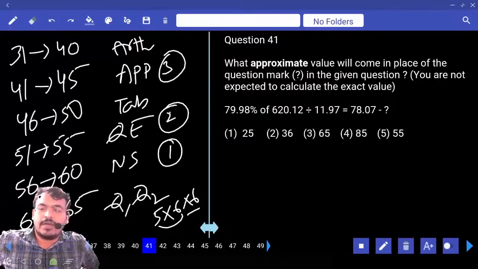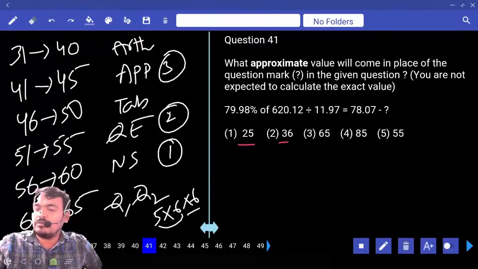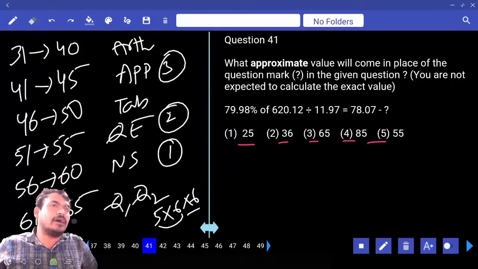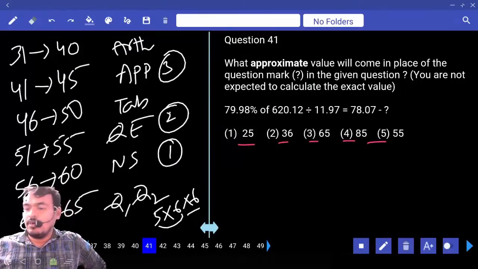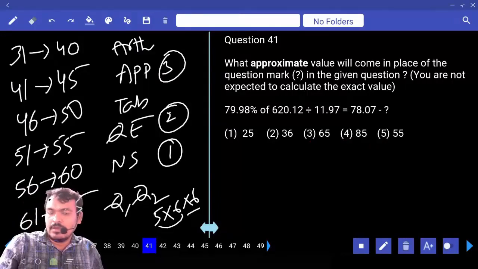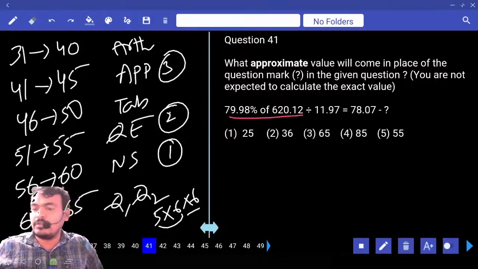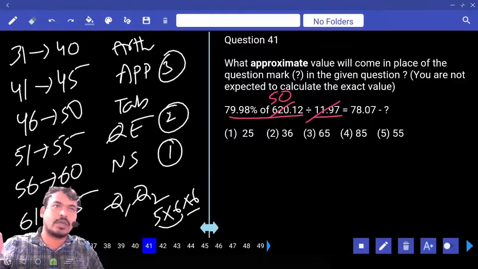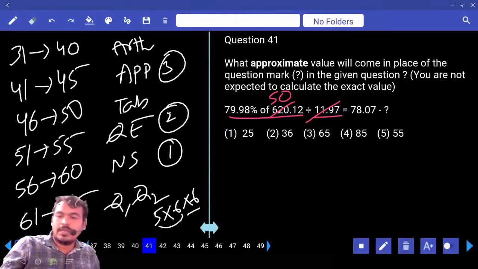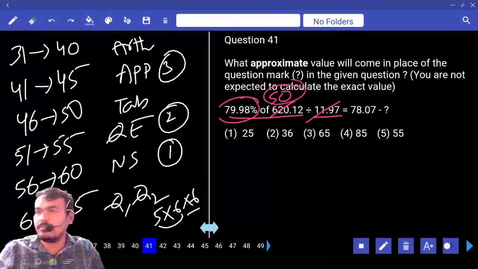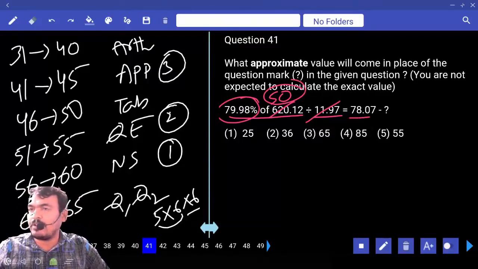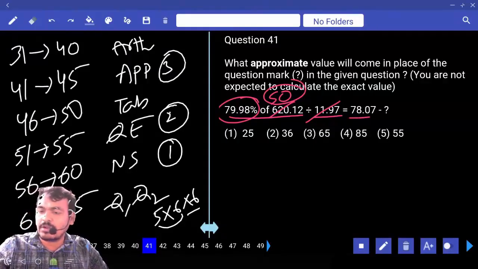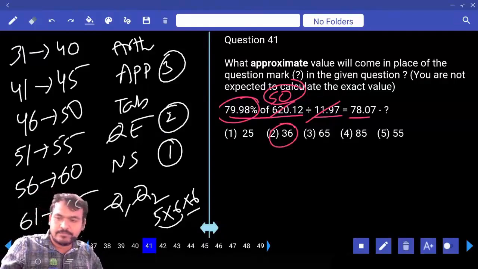Question number 41. In all the options, the differences are more values or less values? More values, or not? Okay. What is the value? 80% of which one? 620. Divide by which one? 12, or not? Okay. 12 is almost 620 by 50 times, or not? Almost, not exactly. Okay. It is 80% of 50. 40. 78 and 40 difference? 38. Which one is the closer value? 36.